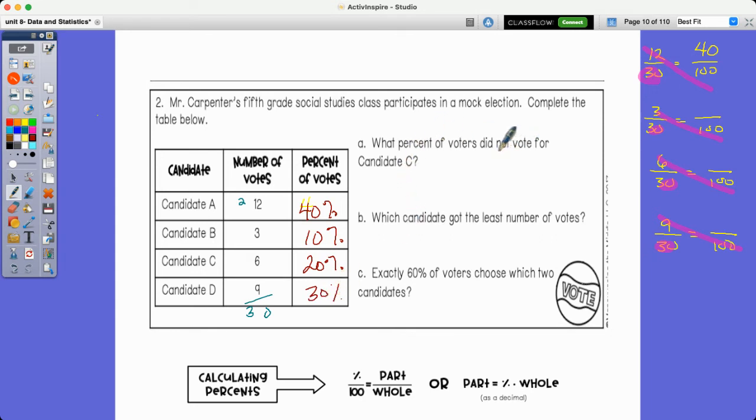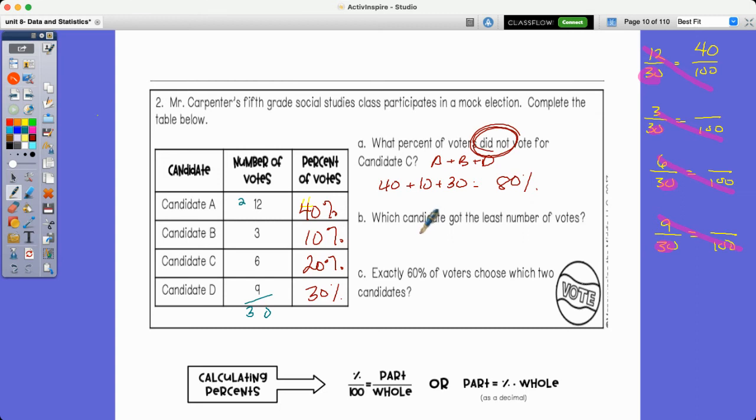What percent of the voters did not vote for candidate C? So you're going to take A plus B plus D. A is 40, B is 10, D is 30. That gives me 50, 60, 70, 80% of the voters did not vote for candidate C.